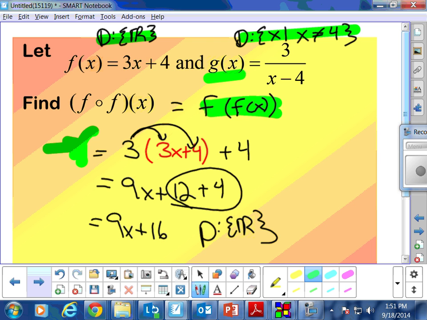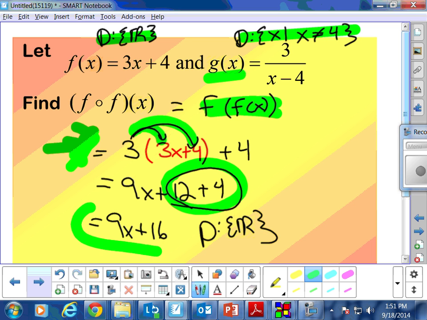This step, I do with an arrow, and when I do substitute, I realize I have to distribute. So from there, I end up with 9x plus 12 plus 4, and the 12 and the 4 can add together. So since they could add together, I end up with this as an answer: 9x plus 16, and the domain is all real numbers. That one was pretty simple. Now let's go ahead and have you try the next one.